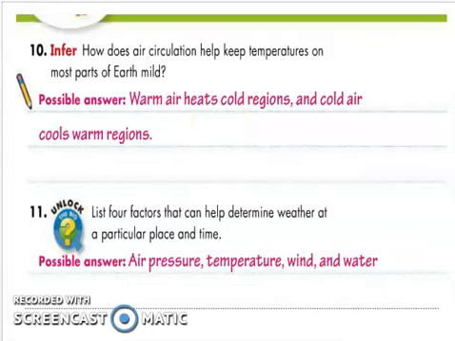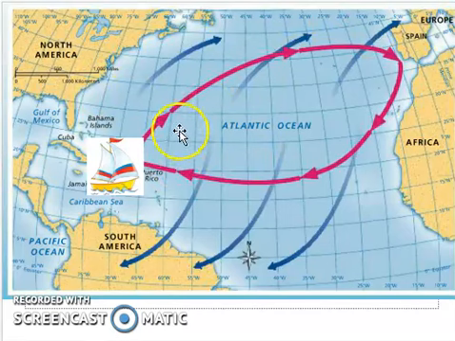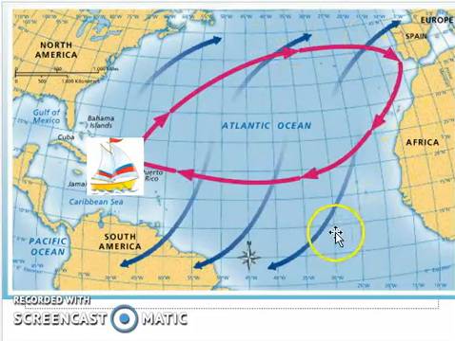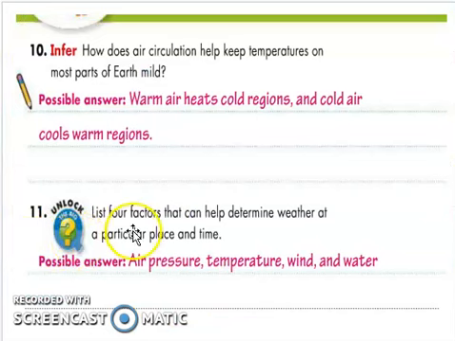Remember this illustration, that the warmer air goes up and then cooler air goes down. So this region is near the equator, right? So when that cool air goes here, it becomes cooler. Okay?